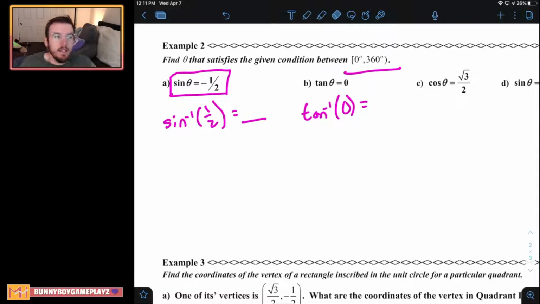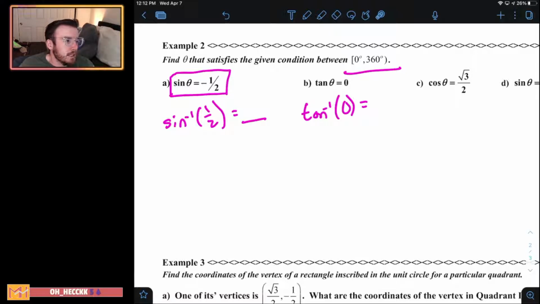When you inverse something, you're going backwards. So you know the trig value, but what you don't know is the angle. So you want to do the inverse. So you inverse it in order to find your solution. Now, it says it has to be an answer between 0 and 360. Okay?